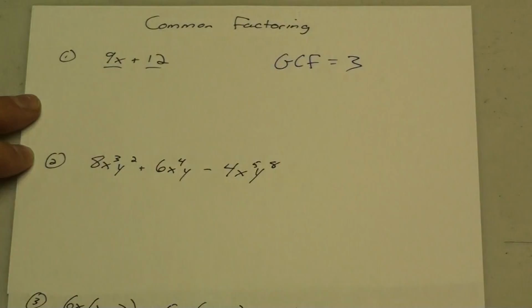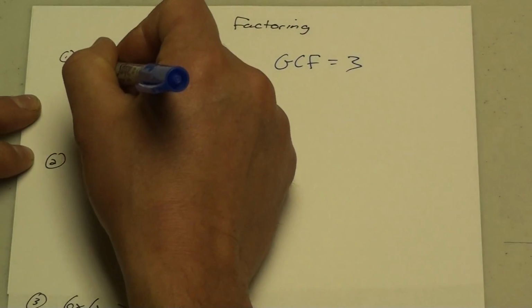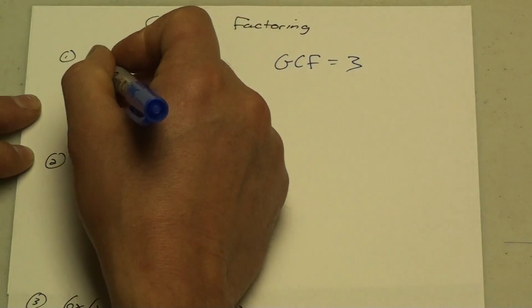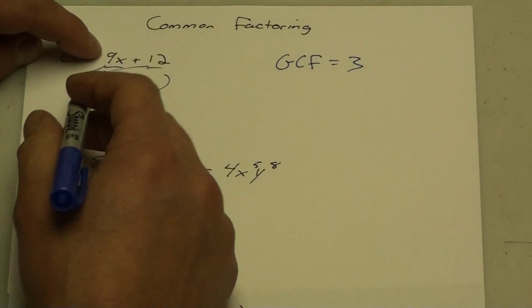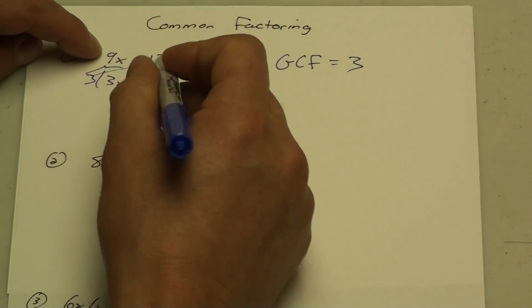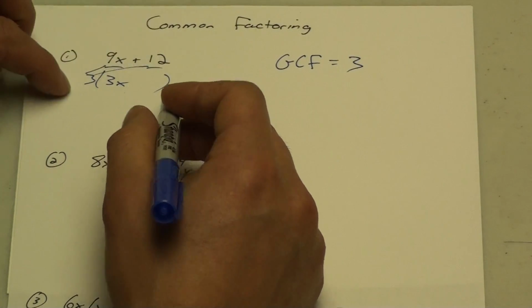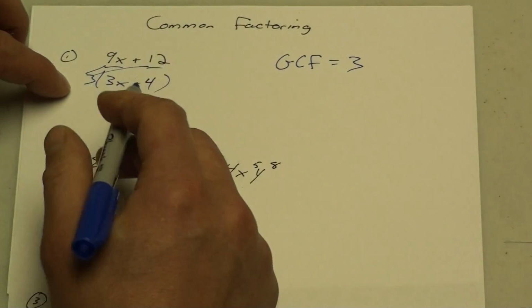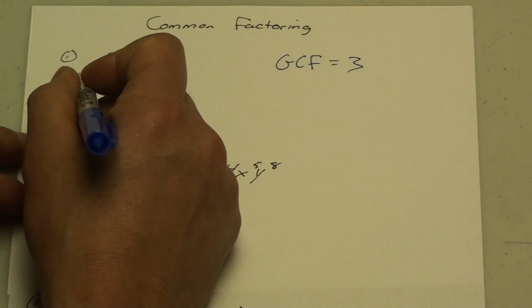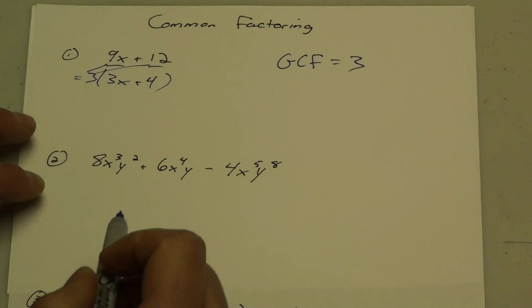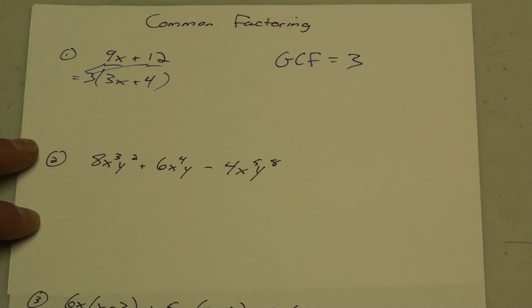So what I do with that greatest common factor is I put it in front, and then in brackets, I divide both terms by that 3. So 9x divided by 3, okay, that is 3x. And then I go 12 divided by 3, that is 4. So in my brackets, I want to have 3x plus 4. My greatest common factor goes in front. That's very important.